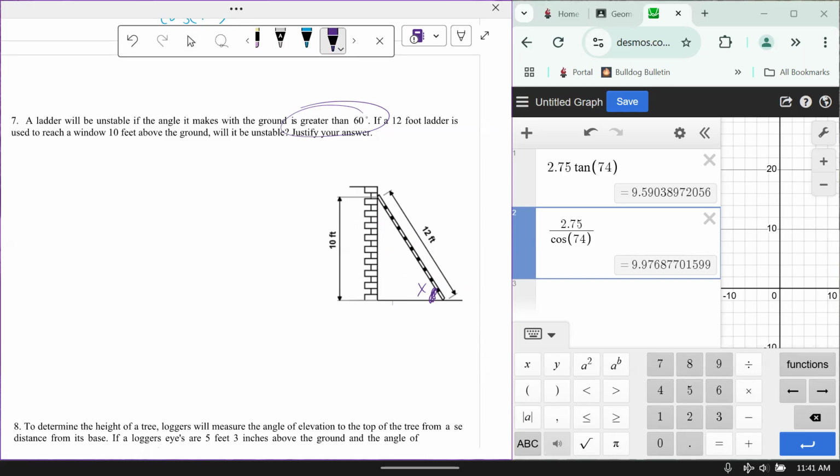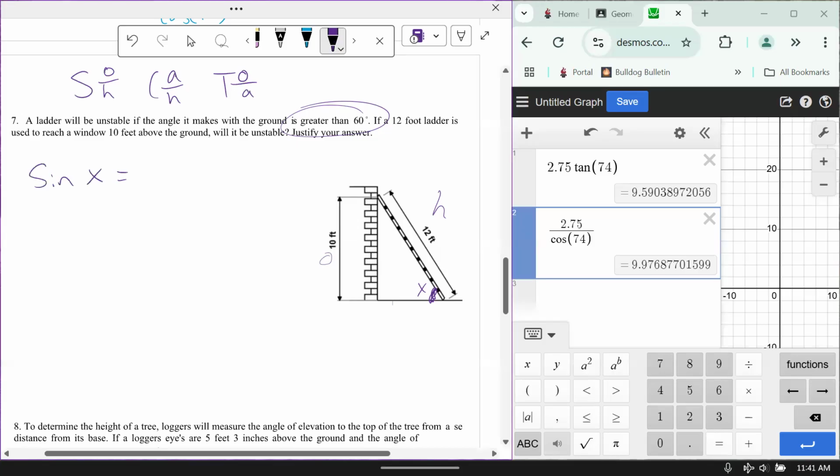We want to figure out what this x is to know if it's safe or not. That's all our question is asking us. Find that angle. Okay, so in reference to this angle, our 10 feet is opposite, our 12 is hypotenuse. So SOH CAH TOA, all right, that would be sine. So sine of x equals opposite 10 over our hypotenuse of 12.